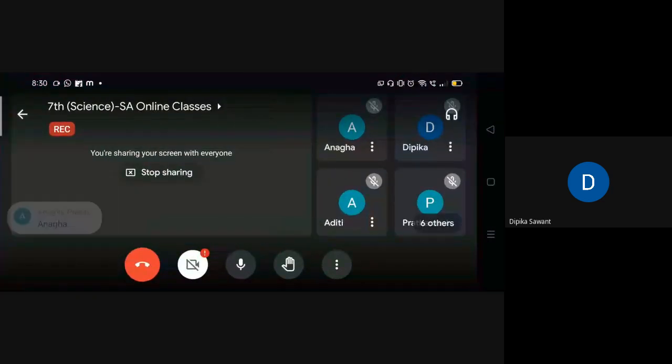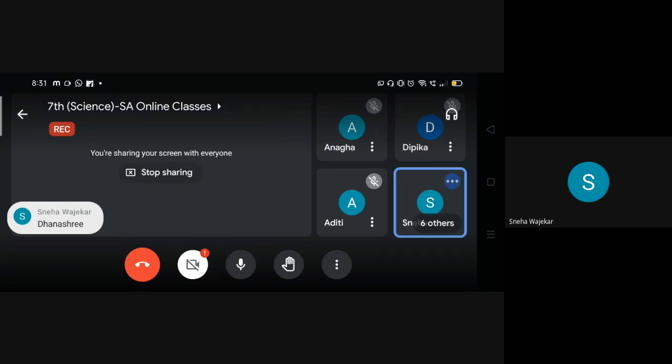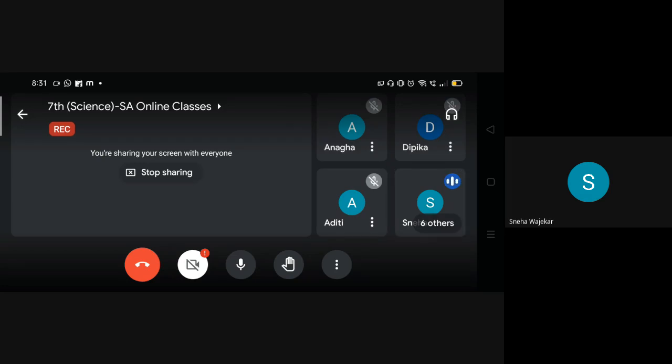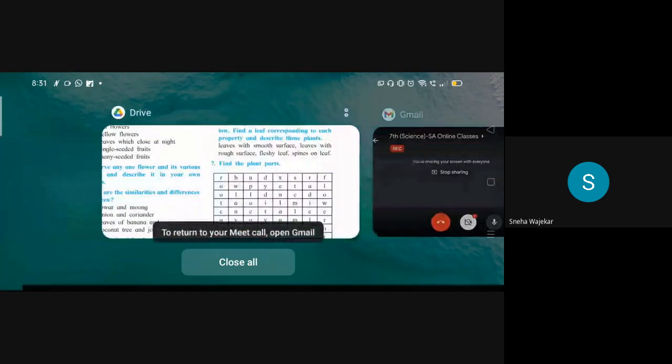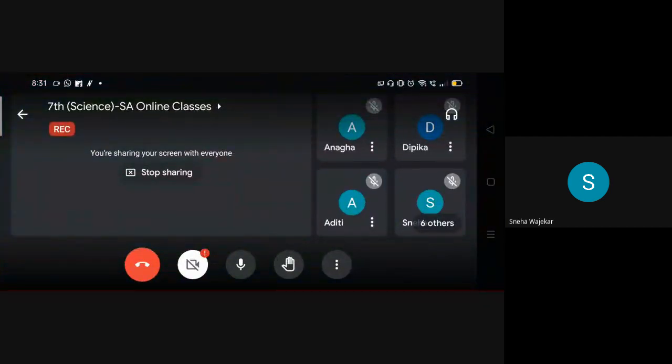Fleshy leaf. Who will explain? Any other name other than Anagha and Deepika? Anyone else? Okay, Dhanashree. Fleshy leaf: aloe vera. Leaves are modified for storage of water. This helps them to survive in places where less water is available. Okay, good. Next is spines on leaf.